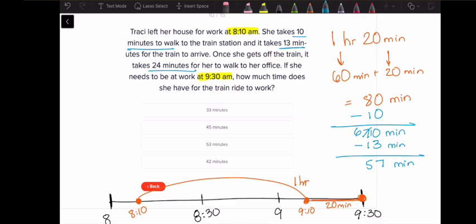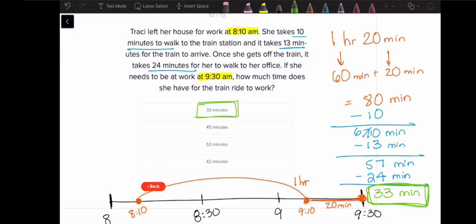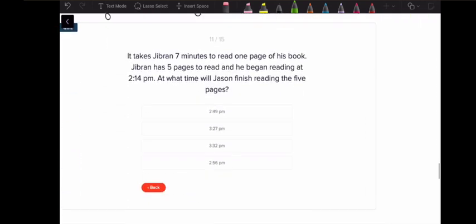Now it takes her 24 minutes to walk to her office. So let's subtract another 24 minutes from that. And that's going to give you 33 minutes that she could possibly use for the train ride to work. So again, we calculated the total amount of time that she had, and we deducted slowly all the time that we knew she would take from the walking, from the waiting, and then from walking again.